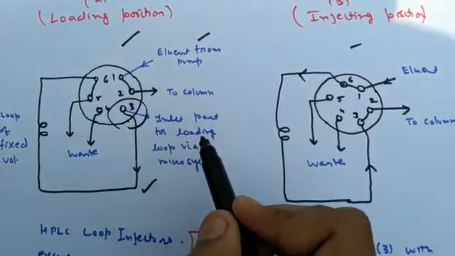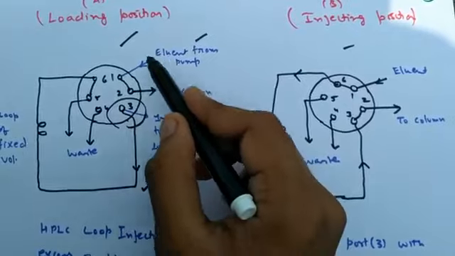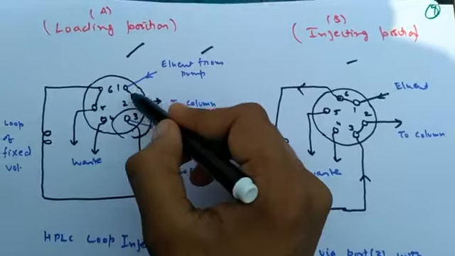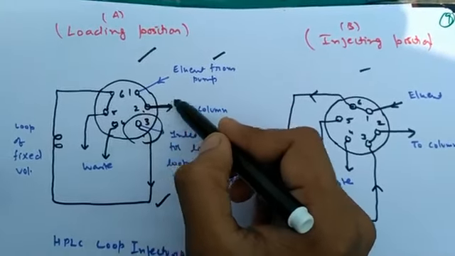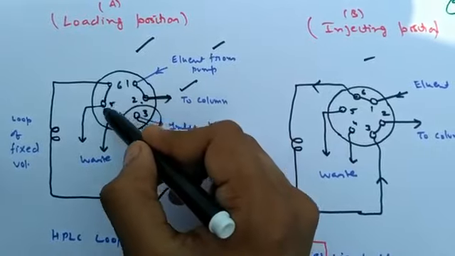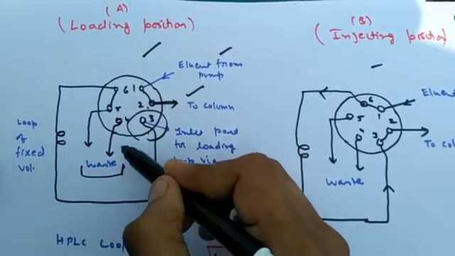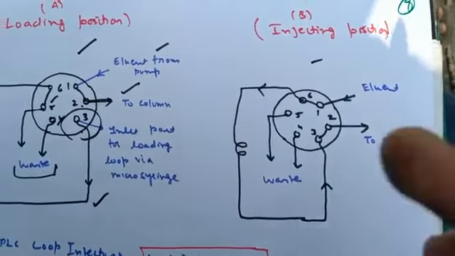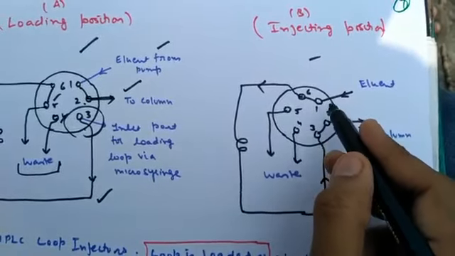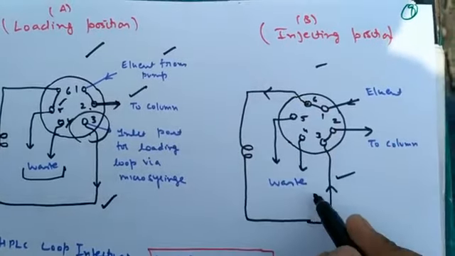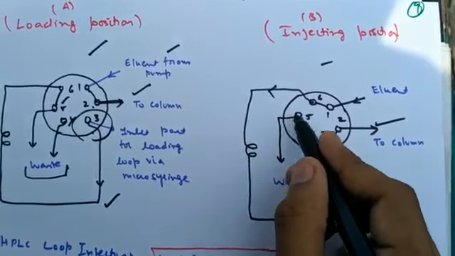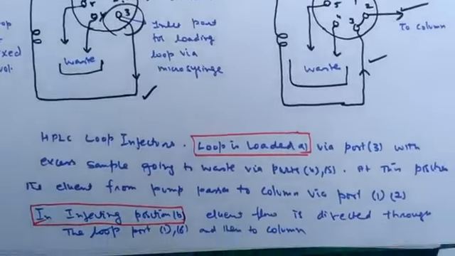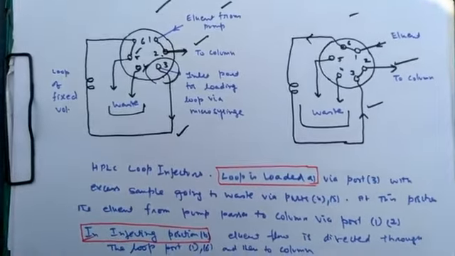Then what happens? Here we inject the sample, and from port number 1 the eluent, that is the solvent, is pumped here and sent to port number 2 and then to the column. The excess of the solvent is drained into the waste container by ports number 5 and 6. And the second is the injecting loop. Here the eluent flows from 1 to 6, then 3 to 2 to the column, and 5 and 4 contain the excess of the solvent as waste. I hope it's clear to you.